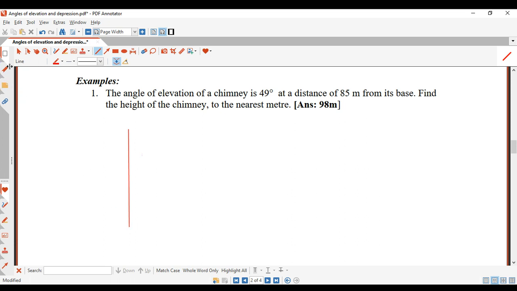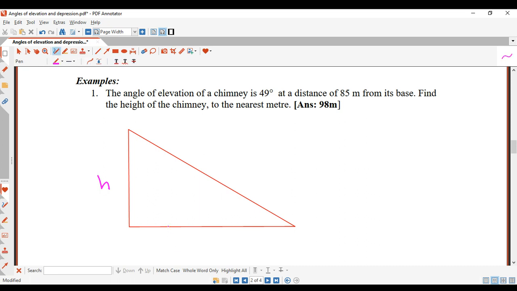Right, and it's got a height of 80. No, we don't know its height. We've got to find the height. So there's h for the height, and it tells me the distance from the base of the chimney. So this is the base here. The distance from the base of the chimney is 85 meters. So let's just complete the triangle. There's my triangle.